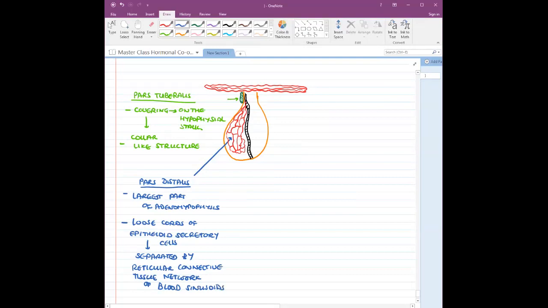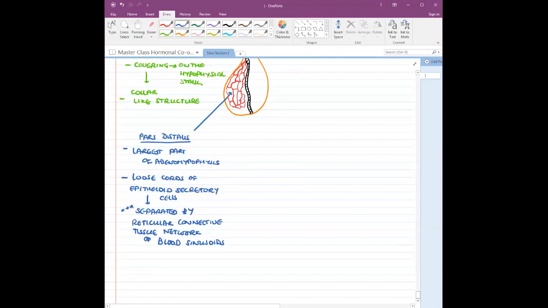If for any reason you feel that you do not remember this statement properly, you can just say that this is the one which shows reticular connective tissue and shows the presence of blood sinusoids and epithelioid secretory cells. That's it. You don't have to talk about anything else then. I told you we are going to see these epithelioid secretory cells, but there are other cells along with this as well, which I will put down in a moment.